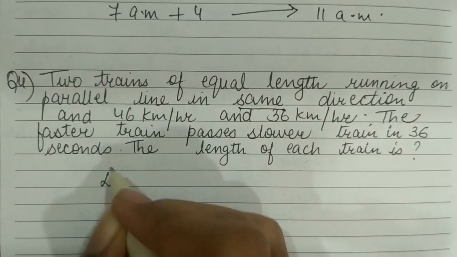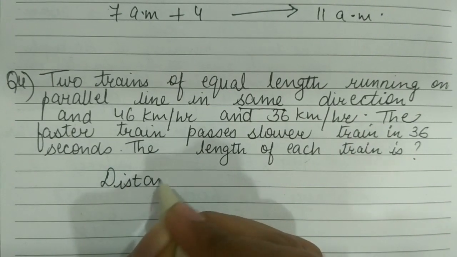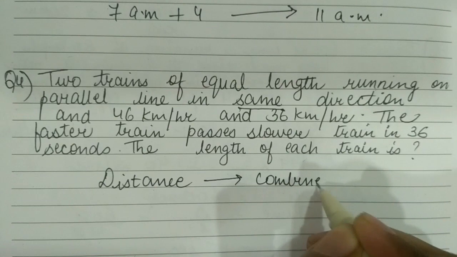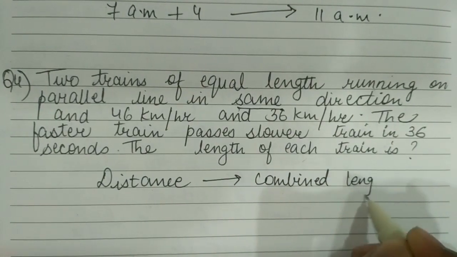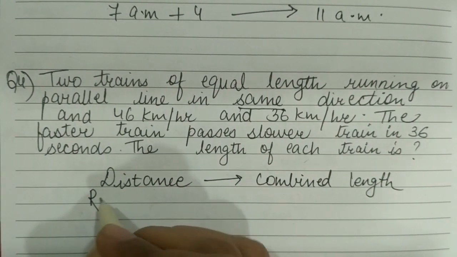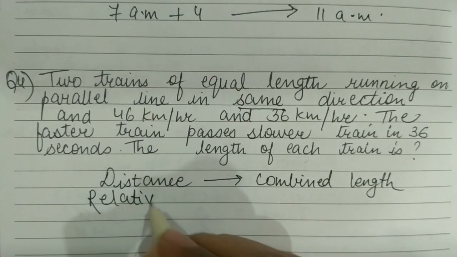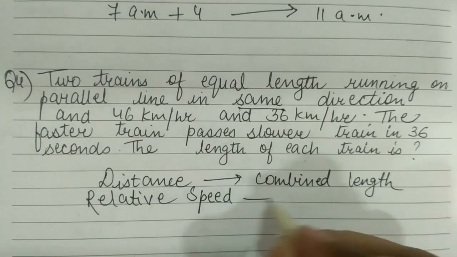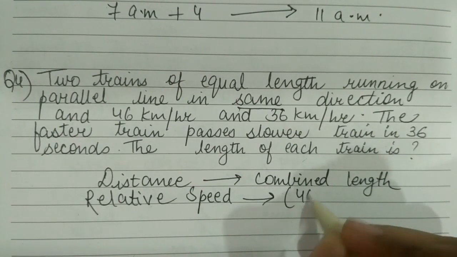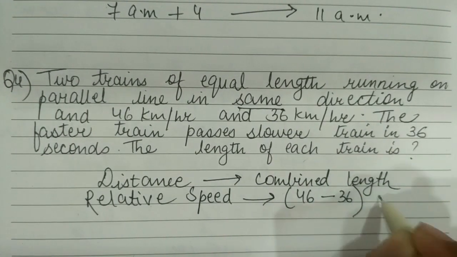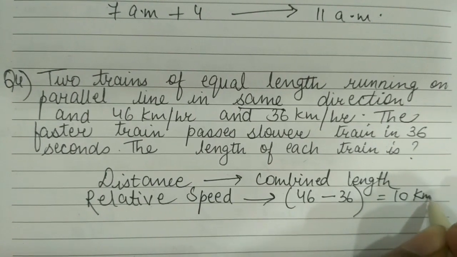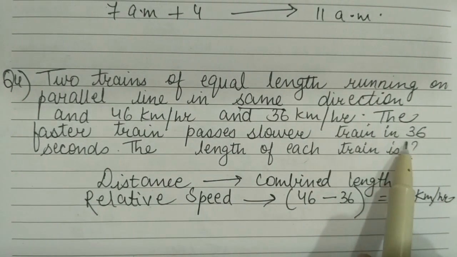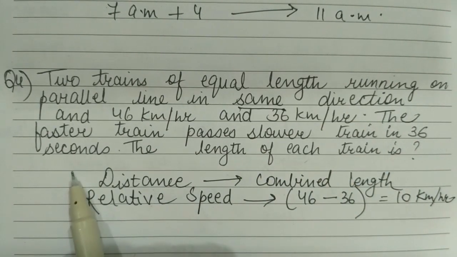So here our distance will be the combined length of both the trains. Relative speed will be calculated by subtraction since they are traveling in the same direction. So relative speed will be 46 minus 36, that is 10 km per hour. Now they are crossing each other in 36 seconds.